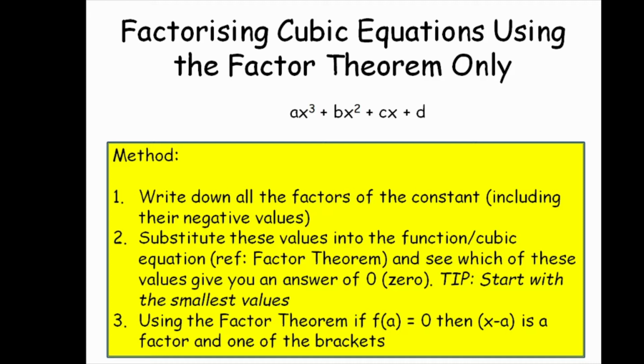So the first thing you want to do is write down all the factors of the constant, including their negative values. What this means is I'm going to look at the constant, which in the above case is d, and write down all the factors of d. So for example, if d was, let's say, 3, then the factors would be plus minus 1, plus minus 3. So you want to make sure that you're using both the positive and the negative values.